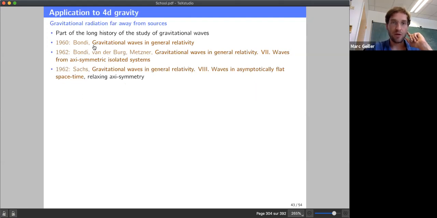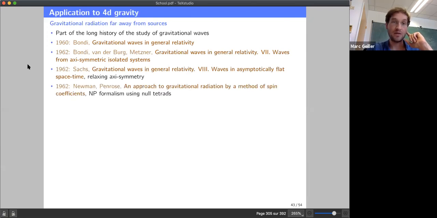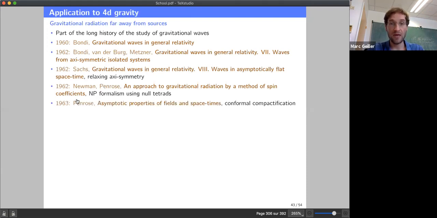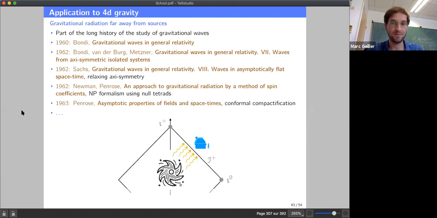I will present a bit the framework which was developed in this series of papers. Actually, at the same time, Newman and Penrose were also working on the understanding of gravitational radiation far away from sources. And in a paper in 62, they introduced what is now known as the Newman-Penrose formalism using null tetrads. And then a year later, Penrose introduced his famous conformal compactification in this paper, Asymptotic Properties of Fields and Spacetimes. So I just quote a very few references because this is what I want to mention in the rest of the talk.